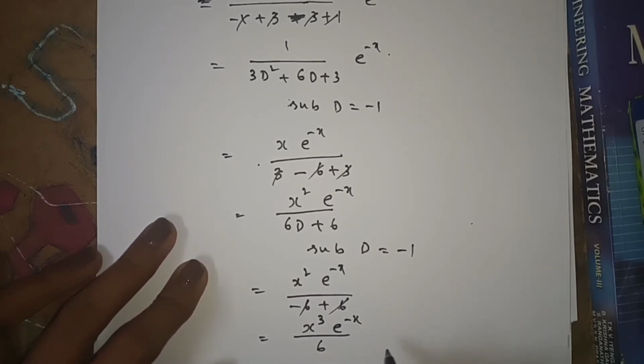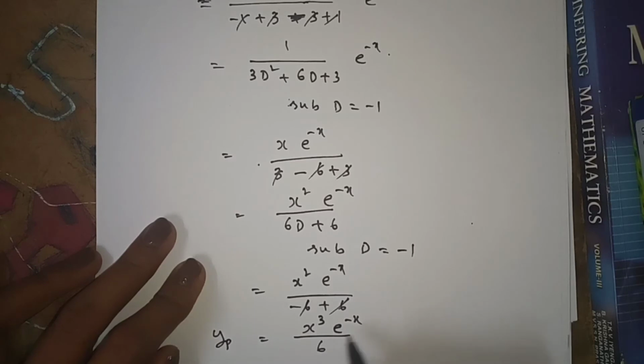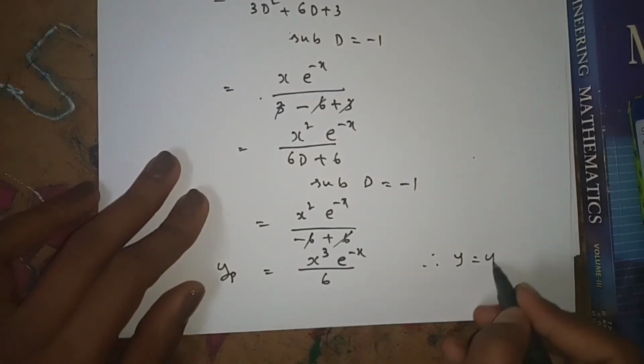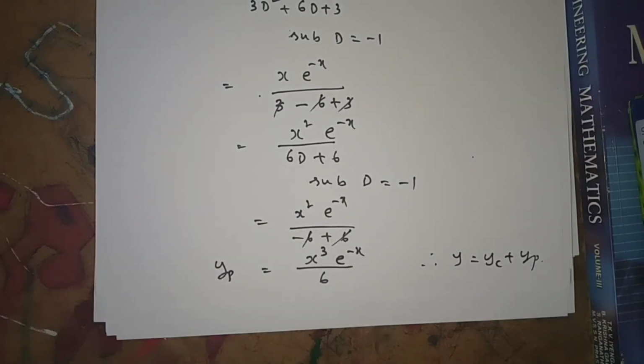If you get 6, you cannot substitute anything here. There is no D. That's why x cubed into e to the power of minus x by 6 is the yp, because there is no D. If there is any D, you can substitute D equal to minus 1. This is yp. Therefore, y is equal to yc plus yp. You have to write the yc value plus the yp value.